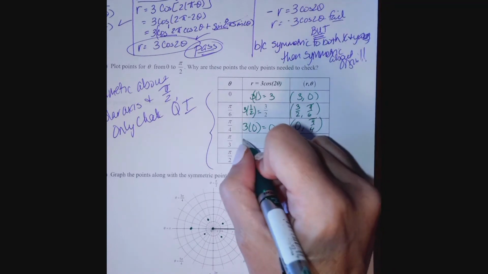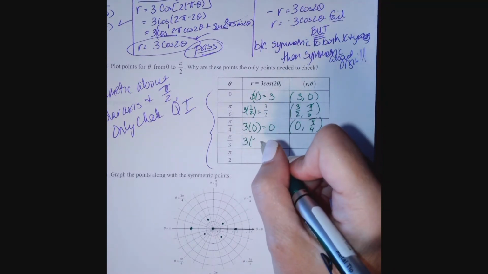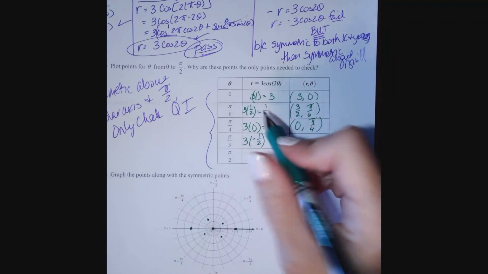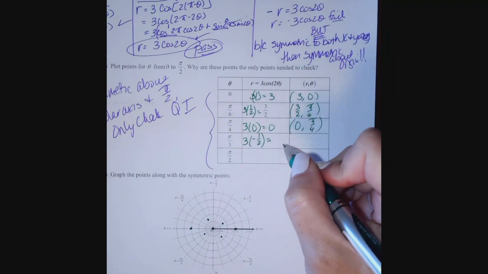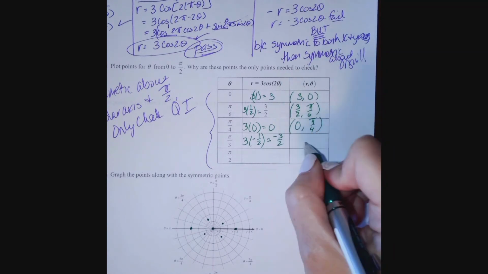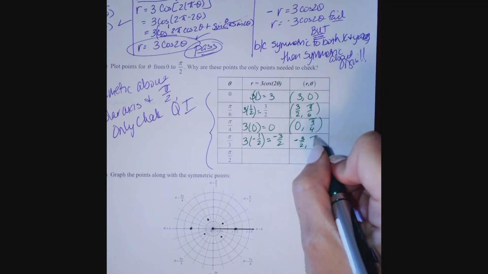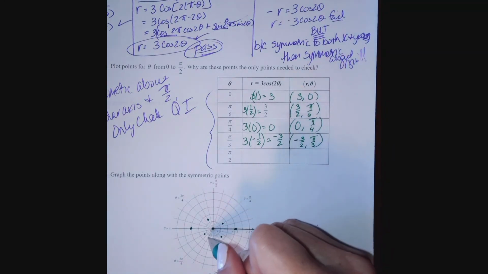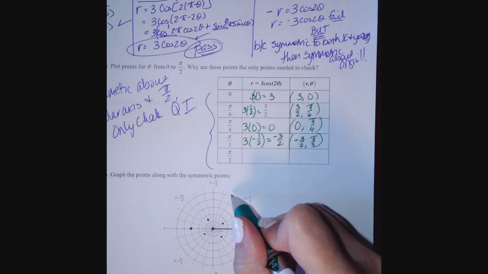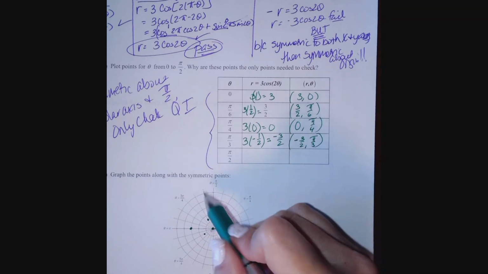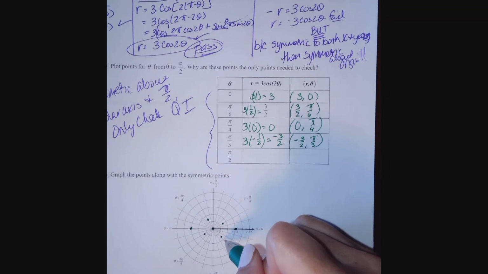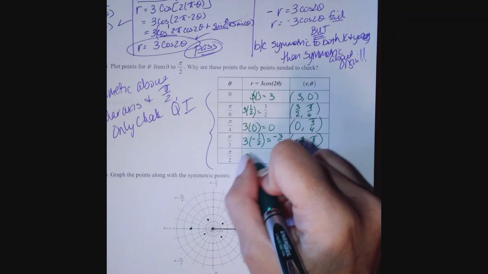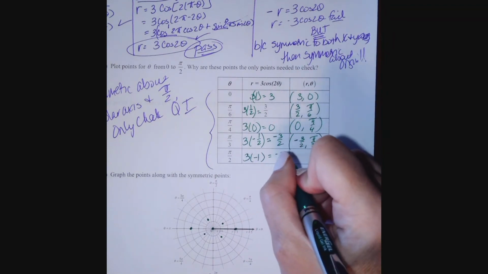At pi third, we have 3 times a negative half, because pi third is over here in quadrant 2, and cosine is negative over there, so that's a negative 3 halves. So at pi third, we go down to a negative 1.5. Let's see, pi third is here. We've already gotten that graphed on there. And then at pi half, we've got 3 times negative 1, which is a negative 3.